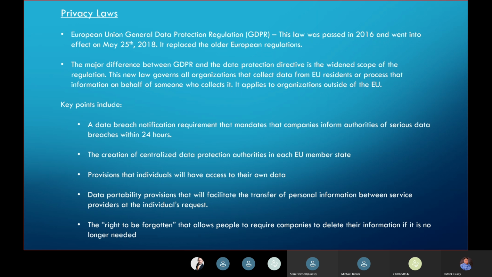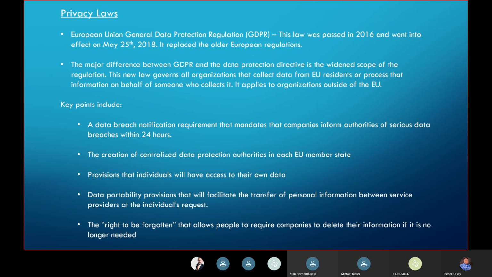Key points to include in this: a data breach notification requirement that mandates that companies inform authorities of a serious data breach within 24 hours. The problem here is, and I think this rule will eventually get changed, that within 24 hours, the majority of companies don't even know they've been breached. They have no idea. It could take 72 hours to a month. It could take a year. You never know. But I think ultimately what it wants you to know is that, whenever you find out about it, you must act with due care and make sure that they're notified as fast as possible.